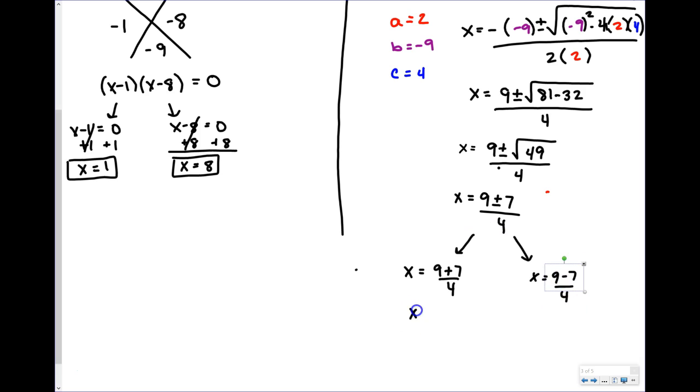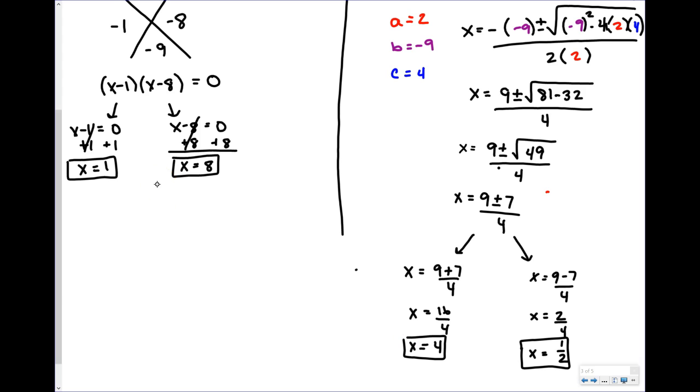So then we simplify these each. 9 plus 7 is 16 divided by 4, and 16 divided by 4 gives us 4. And x equals 9 minus 7 over 4, which is 2 over 4, which gives us 1/2. So in a perfect world, when you do the quadratic formula, you should get the same answers we got here. So what did we do wrong?